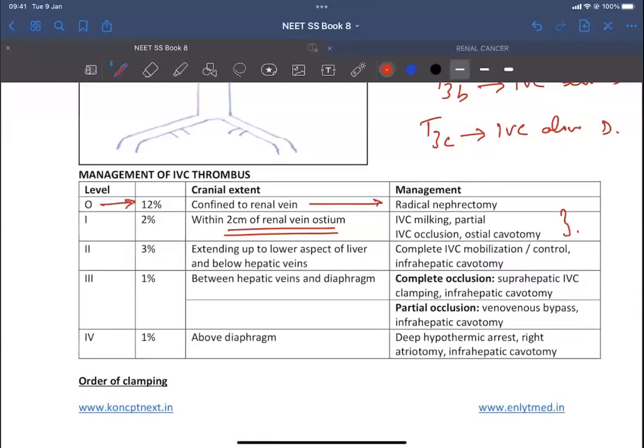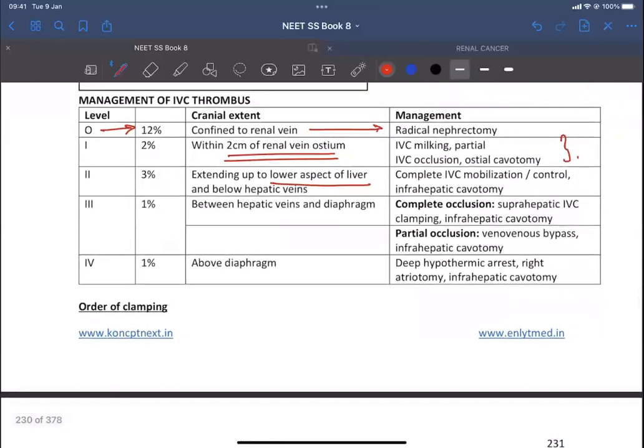If it extends up to the lower aspect of the liver, then you need to get help from your vascular colleagues, or do a complete IVC mobilization and control of all the different IVC branches. Level 3, it's between the hepatic veins and the diaphragm. Then you need to do suprahepatic IVC clamping. If it's gone above the diaphragm, then you need to do a formal cardiopulmonary bypass.